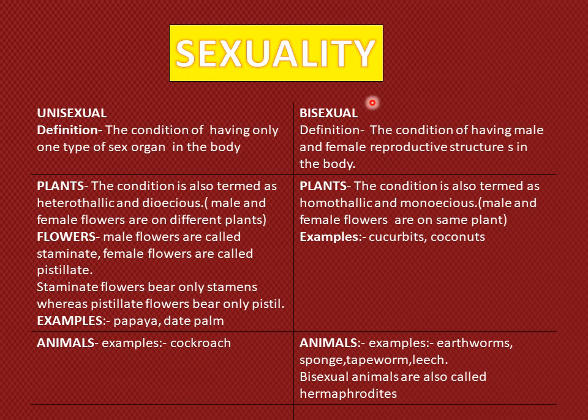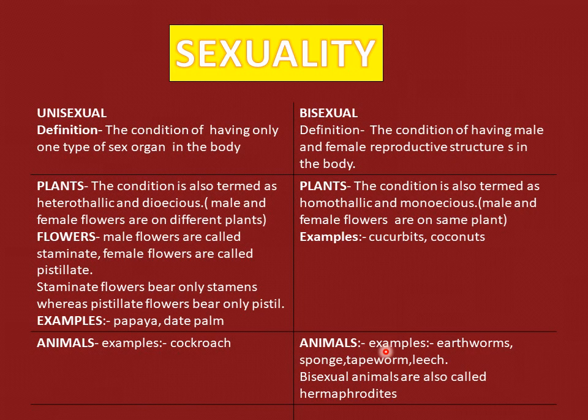What is bisexual? The condition of having male and female reproductive structures in the same body is called bisexual condition. In plants, the condition is also termed homothallic and monoecious. Male and female flowers are on the same plant. This condition is observed in cucurbits and coconuts.